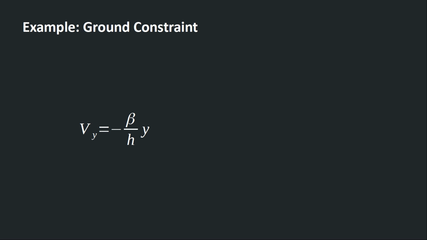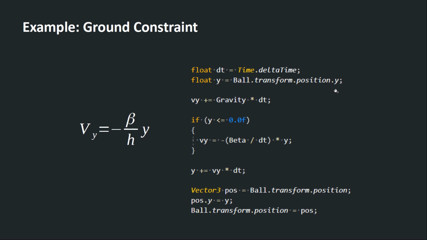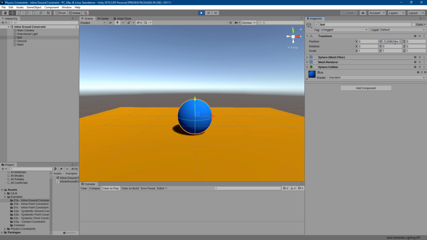Now that we have the equation, let's look at the code. First, we integrate the velocity using gravity, and then we check if the object is below ground. Then we feed back the positional error, y, using Baumgarte stabilization into the velocity. We use the updated velocity to integrate the position. Let's see what it looks like.